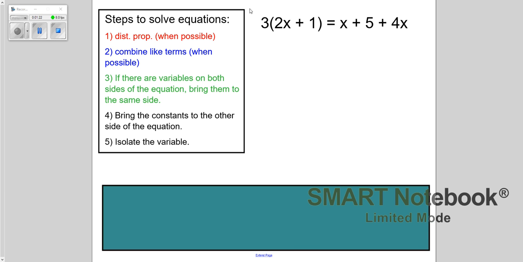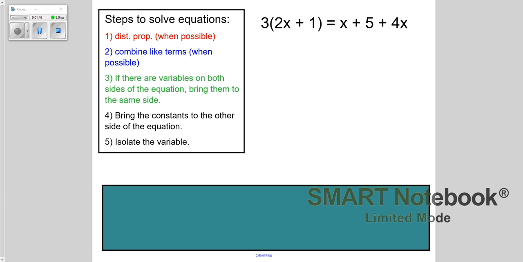Now I wrote when possible, because not every question is going to have the distributive property. This one does, because I noticed there's parentheses with multiple terms in it, and there's a coefficient of 3 in front of the parentheses. So when there's a number in front of the parentheses like this, you need to distribute it by drawing those arrows into the parentheses, and that means we're going to be using multiplication.